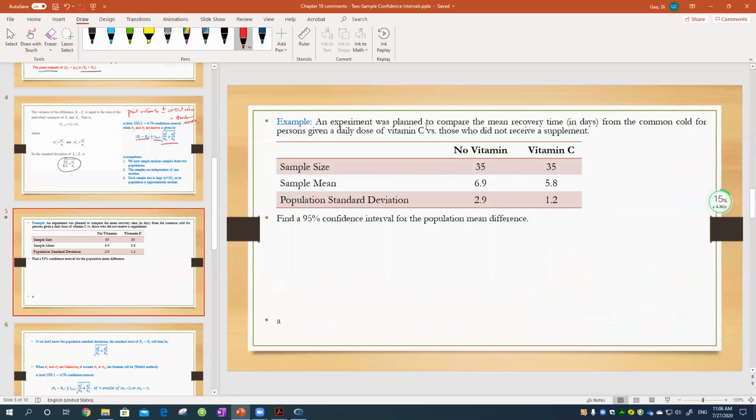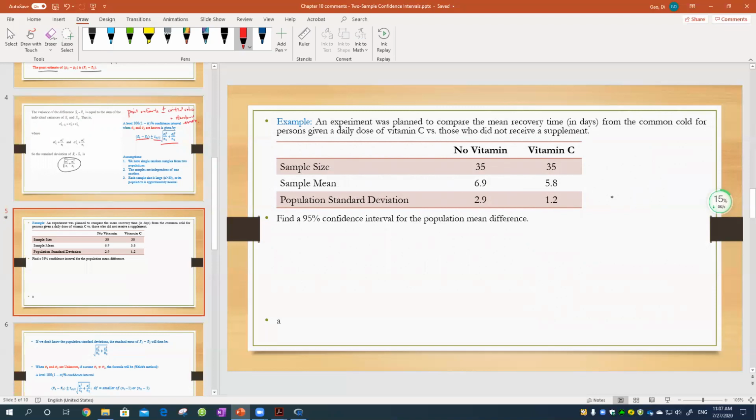An experiment was planned to compare the mean recovery time in days from the common cold for persons given a daily dose of vitamin C versus those who did not receive a supplement. So we actually have two populations to compare. One is no vitamin, and then one is vitamin C. And then we have the information on how large the sample size will be, and then the sample mean calculated, and then the population standard deviation known to be 2.9 and 1.2.